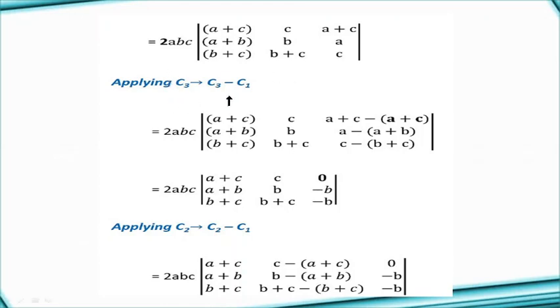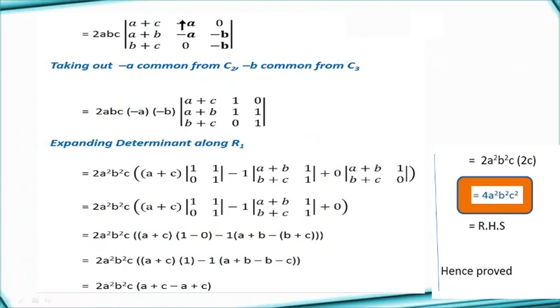So again we have to apply some operations. C3 changes to C3 minus C1. From column 3 we will subtract the elements of column 1. We'll get 0, minus b and minus b. Again C2 changes to C2 minus C1. If you want, you can apply both the operations in one go. C2 minus C1, from here when we subtract we'll get minus a and 0. Now we can take minus a common from C2 and minus b common from C3.